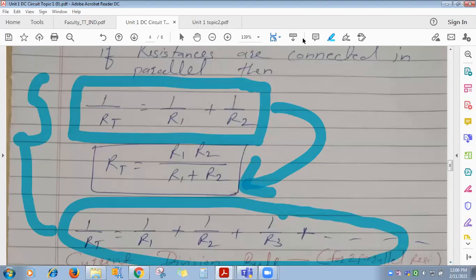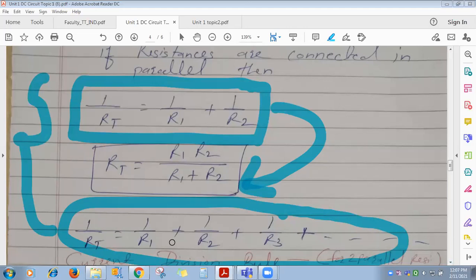Yes, clear, ma'am. If only 2 are there, directly you use R1 into R2 divided by R1 plus R2. But if more than 2 are there, then 1 by R total is equal to 1 by R1 plus 1 by R2 plus 1 by R3 and then go on simplifying.